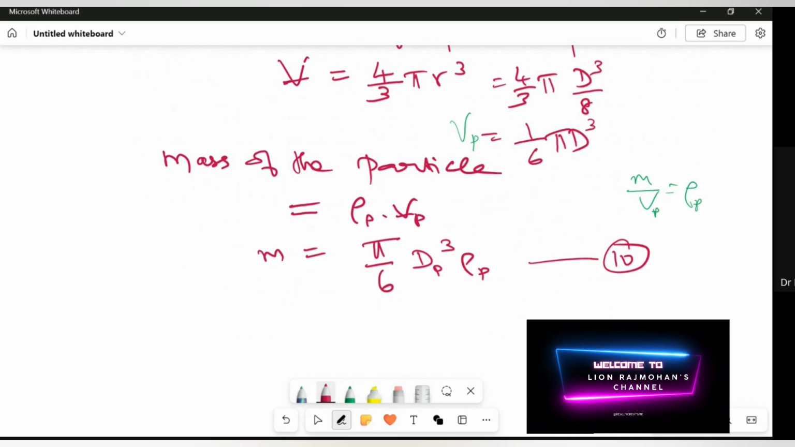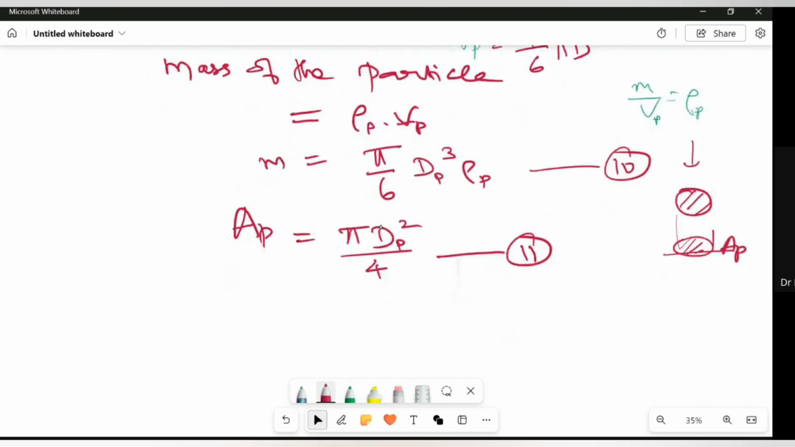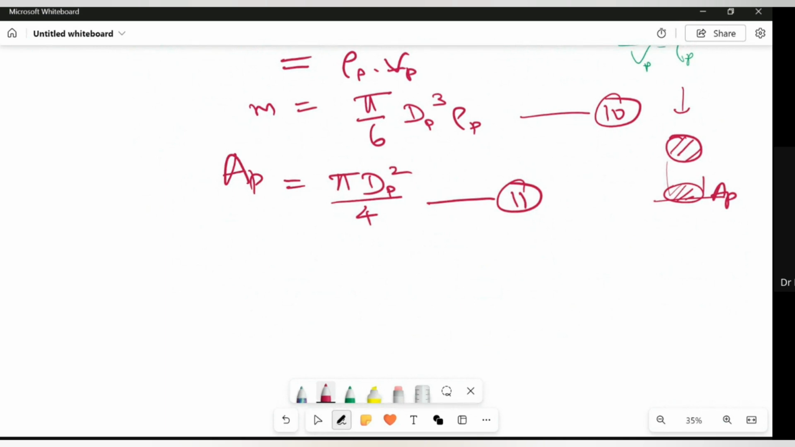Mass of the particle. And what is projected area for this? Pi d square by 4. As I said, even though it is a spherical particle, projected area is just a circle. It's like a shadow. When light is passing, you cannot see a sphere here, right? So you see a circle here. So that is called projected area. You have Ap equal to this much.